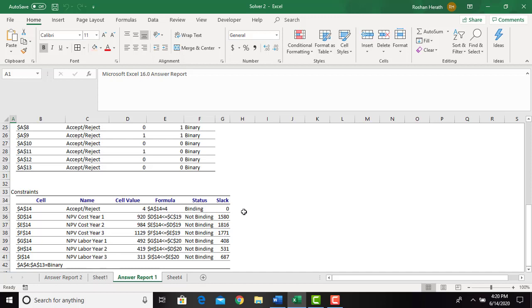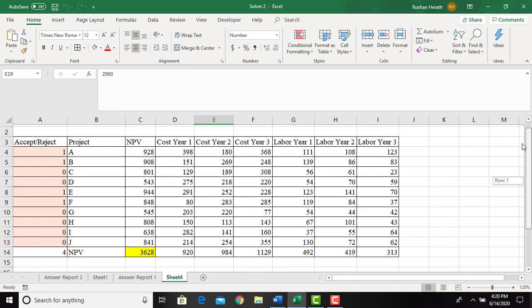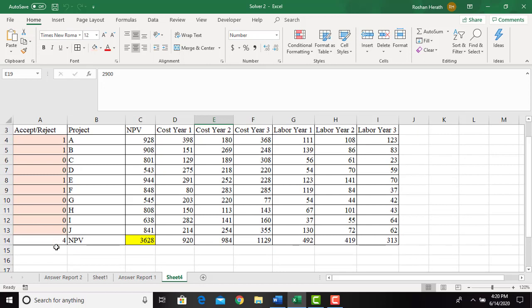So 4, it is there. And here we have a not binding constraint. So 1580, and it is not binding again because we have enough money even in the second year, third year. And when it comes to labor and capital, those are not binding constraints. In this question, the main binding constraint is the 4 projects.